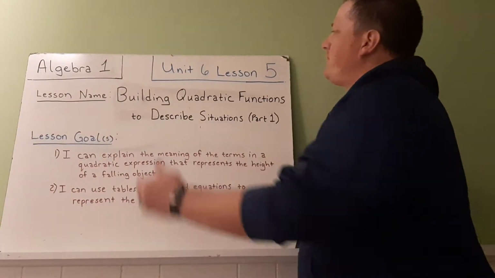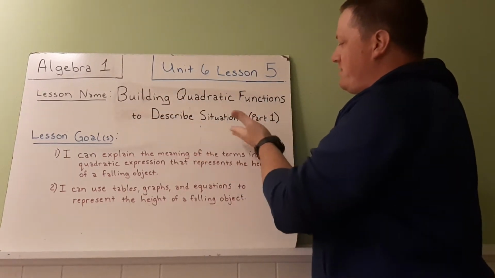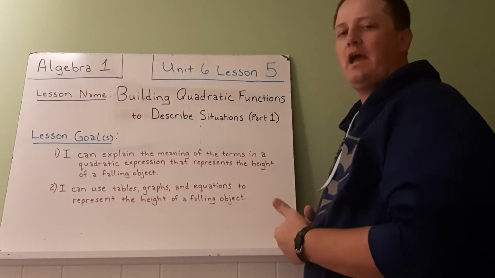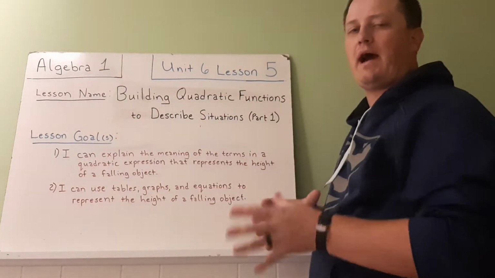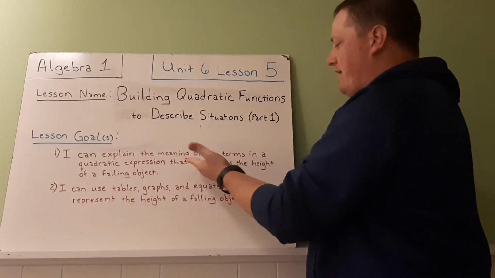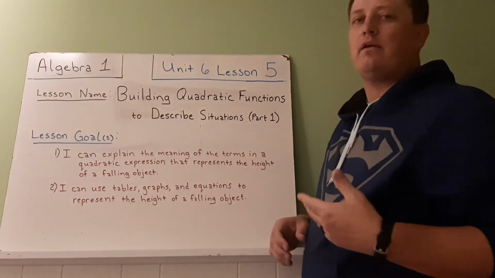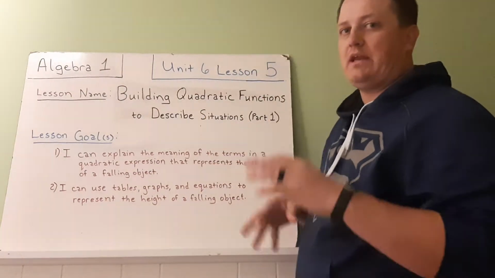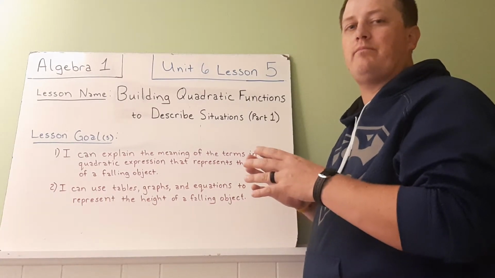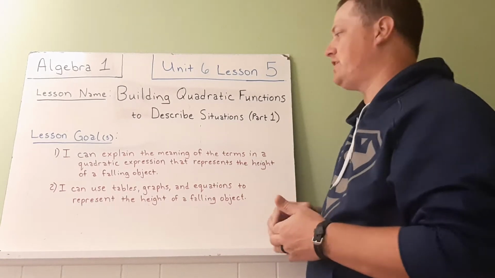All right, Algebra 1 students, let's look at Unit 6, Lesson 5, Building Quadratic Functions to Describe Situations, Part 1. So the idea here is we want to start using our quadratic functions and looking at situations and then looking at how those functions can represent a situation. I can explain the meaning of the terms in a quadratic expression that represents the height of a falling object. So we want to look at just basically dropping an object from a height and letting it fall, and then seeing how that amount of travel based off of the time turns into a quadratic function.